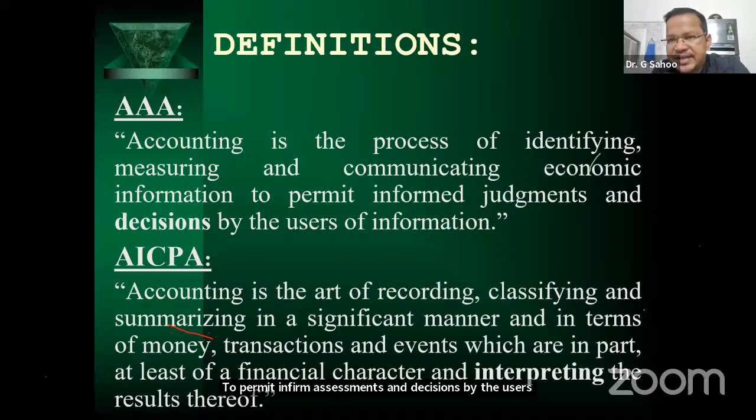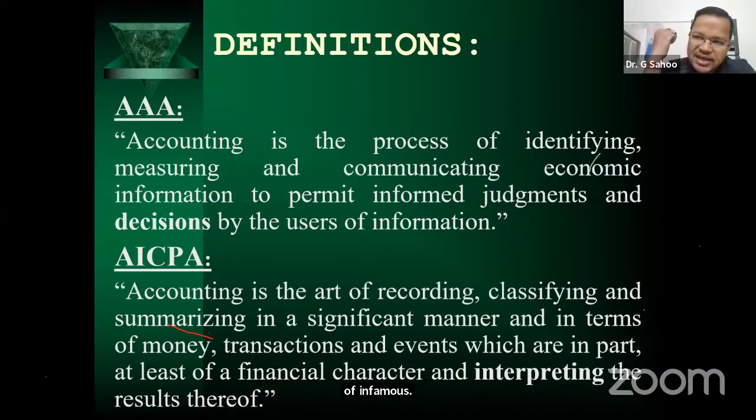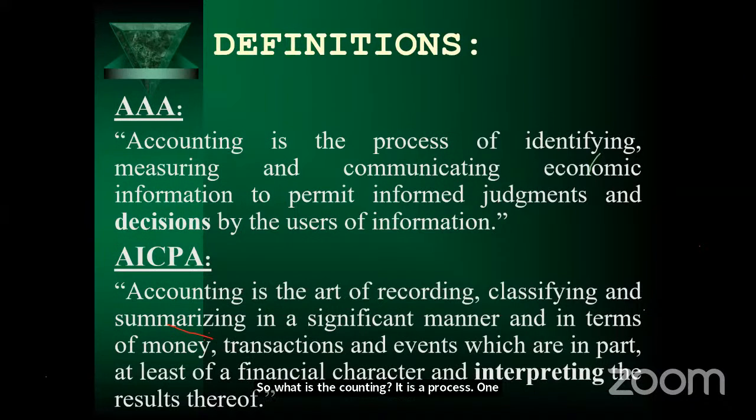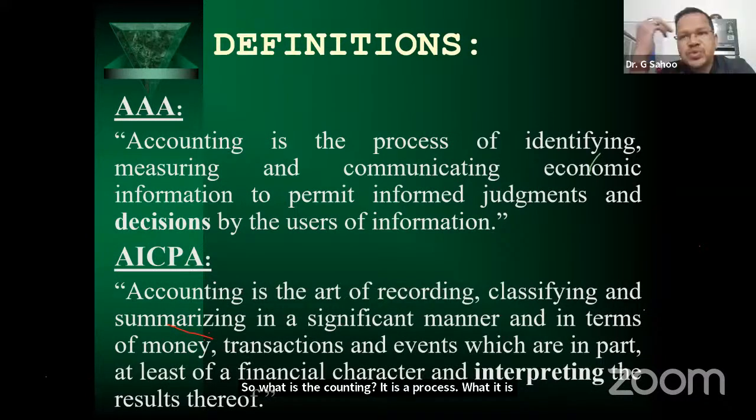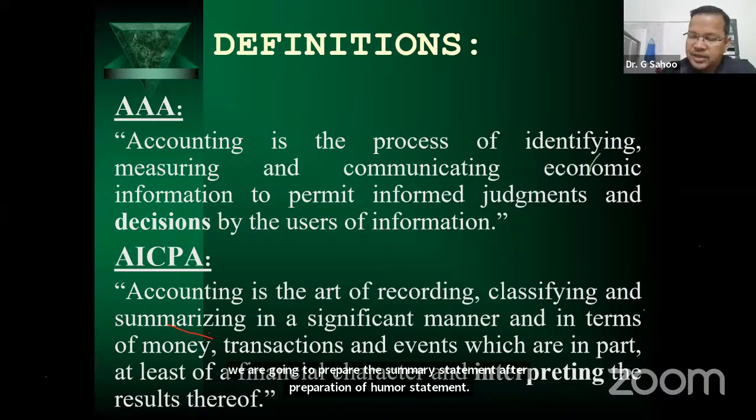So what is accounting? It is a process. Why is it known as a process? Because it involves a series of steps. Whenever we are recording business transactions, first we record in a set of books. After recording, we post them into another set of books. After posting, we prepare the summary statement. After that, finally, we prepare the financial statement. So accounting involves a series of processes.